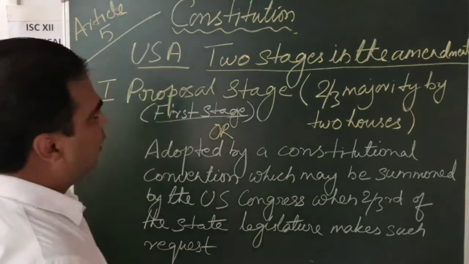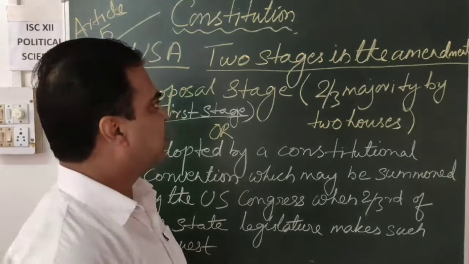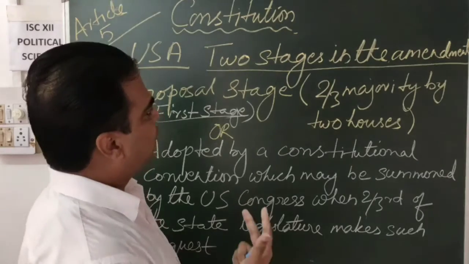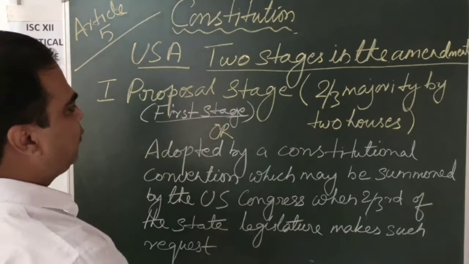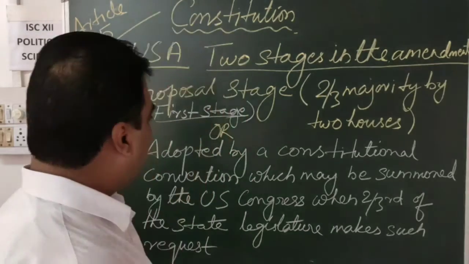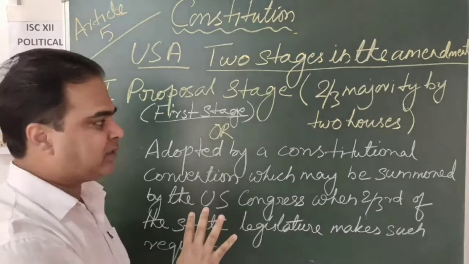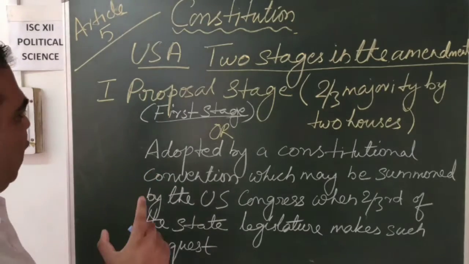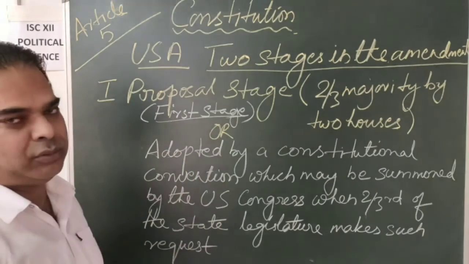So how is the amendment of the US Constitution done? Here the amendment procedure of the US Constitution has to go through two stages. The first one is the proposal stage, and the second one is the ratification stage, which I'll discuss after making you understand all this. Now listen to me. In the first stage, the proposal stage, there are again two options.